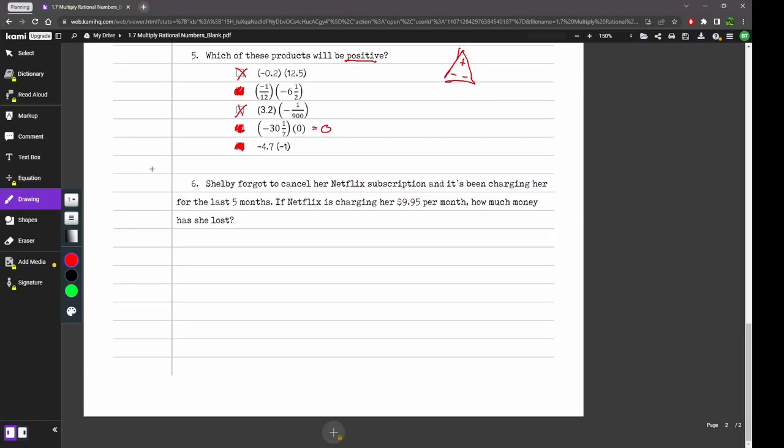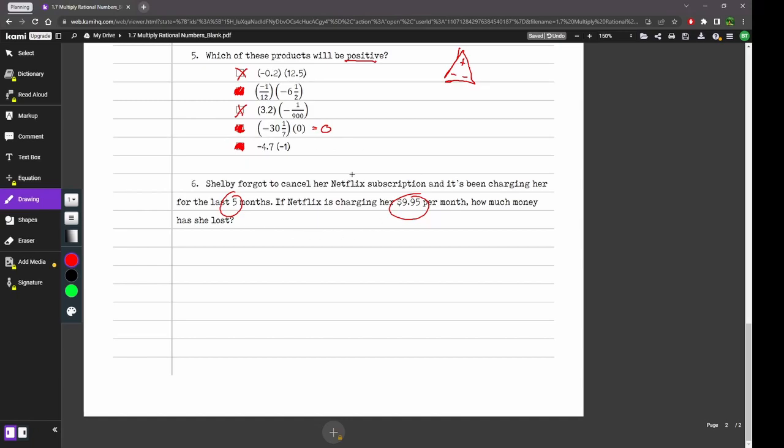Keep going here. Do a quick word problem. And this one, we'll just read through it. Shelby forgot to cancel her Netflix subscription, and it's been charging her for the last 5 months. If Netflix is charging her $9.95 per month, how much money has she lost? Well, first thing I'm going to do is circle the numbers I need to know, or that I need to do. Then I'm going to look for some hints here.